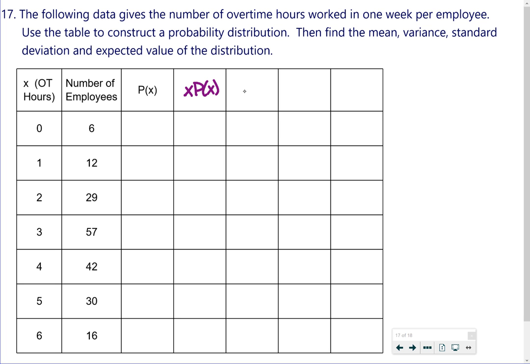Then we're going to do X minus our mean, X minus our mean squared. That was our deviation and our deviation squared. And then the last one is our deviation squared times the probability of each X value. And that'll help us get our variance when we add all those up, and that'll help us then get our standard deviation. Okay, so a lot of stuff in the calculator with these.